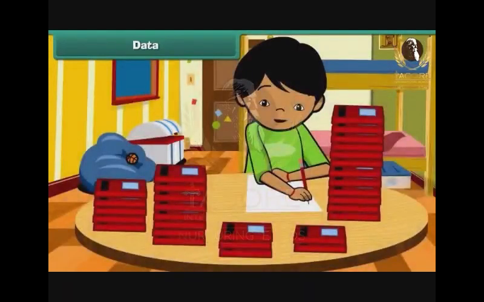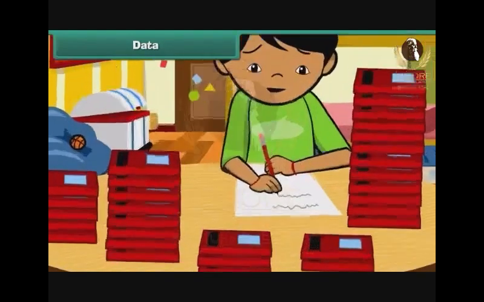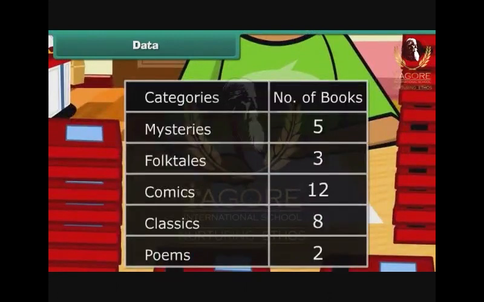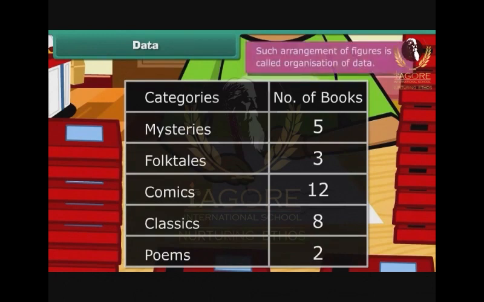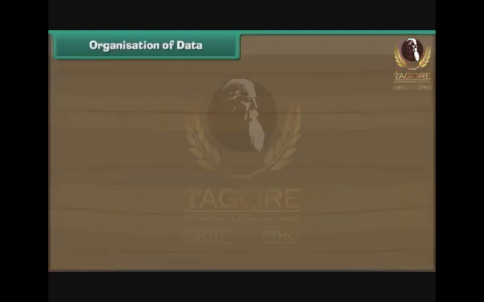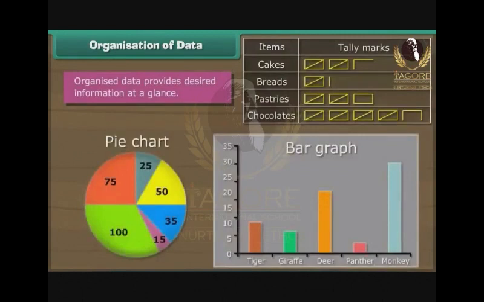When Ravi reaches home, he divides the 30 books into 5 different categories of comics, mysteries, folk tales, classics and poems. Here is how he summarized the details in the form of a table. Such arrangement of figures is called organization of data. Organized data provides desired information at a glance.